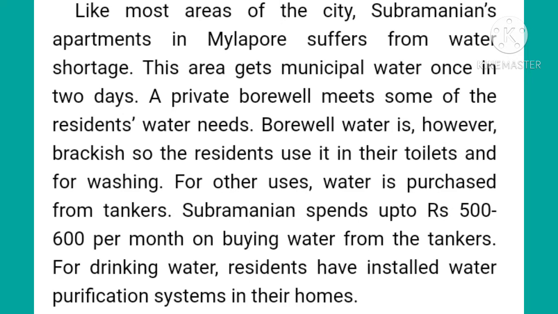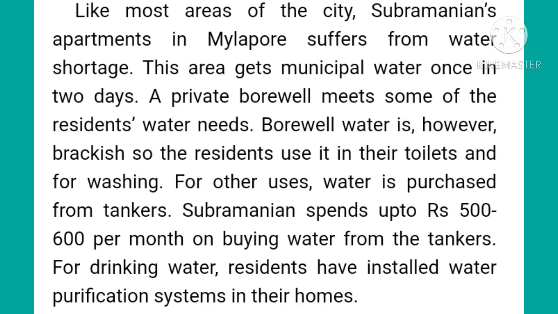See, on one hand, we will see in Ram Gopal's society, ample water is there. But on the other hand, in Subramaniam's society in Melapur, there is a lot of shortage of water. This area gets municipal water once in 2 days. A private borewell meets some of the residents' water needs. Borewell water is, however, mixed, so the residents use it in their toilets and for washing.